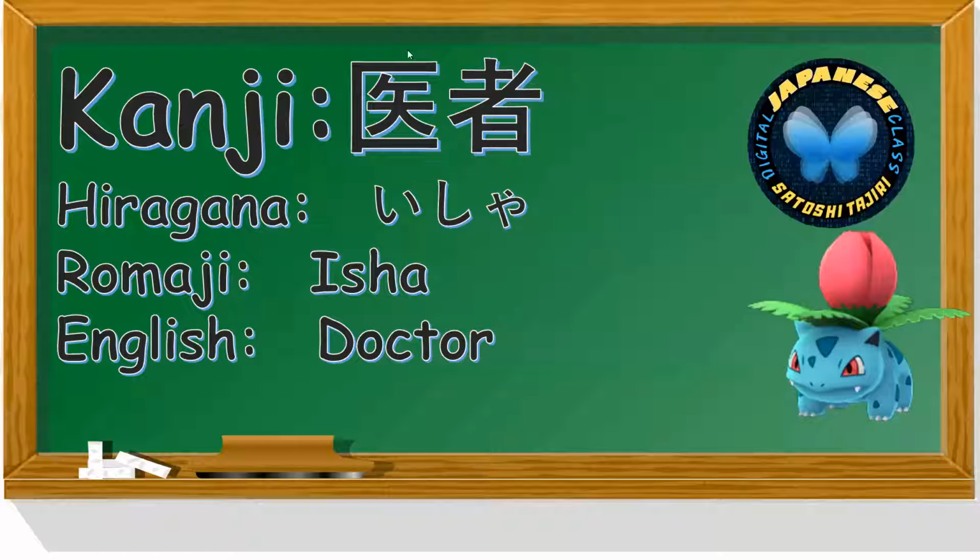Now we have our next kanji here for isha, which means doctor. So this is another kanji for person. Once we study kanji, you will see this one for person. So isha is for our doctor.